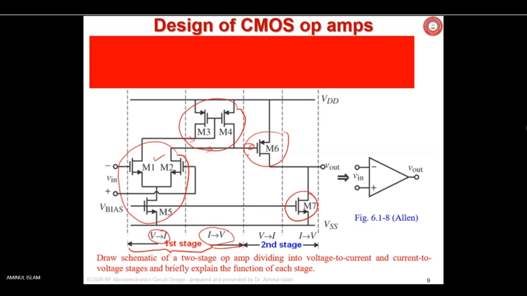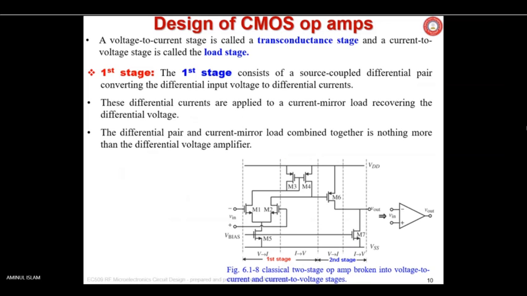Based on the available input voltage here, you get the output current flowing through this, and that current is converted into voltage at the output node. So we'll talk about this one by one once again in a different perspective. A voltage to current stage is called the transconductor stage. And a current to voltage stage is called load stage. So a current mirror is nothing but an active load. Active because active devices, MOSFETs, are used.